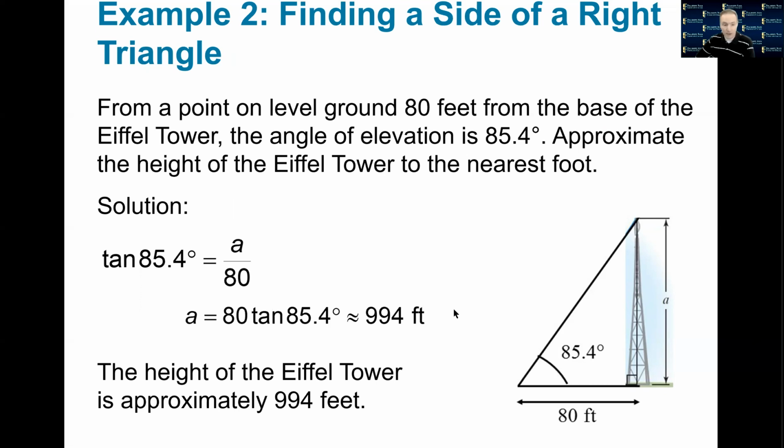So we can say, okay, no problem. Tangent of 85.4 is equal to A over 80. Notice I just called the height of the Eiffel Tower A here. So A, the height that we're looking for, is equal to 80 times the tangent of 85.4. And when we do that, we're going to get 994 feet. So we can say conclusively, to the nearest foot, that the Eiffel Tower is approximately 994 feet tall.